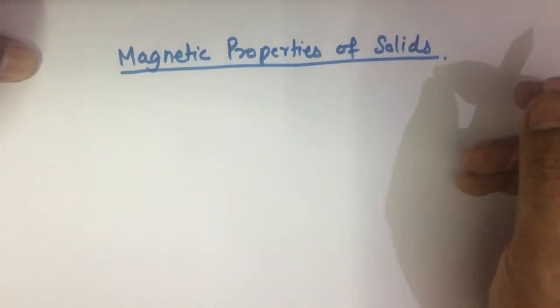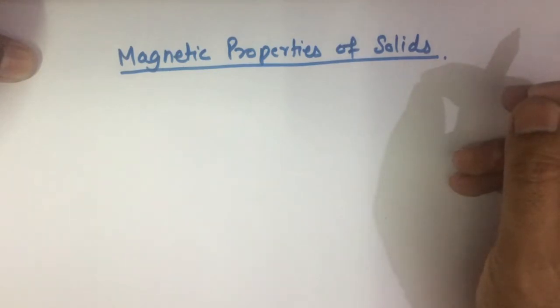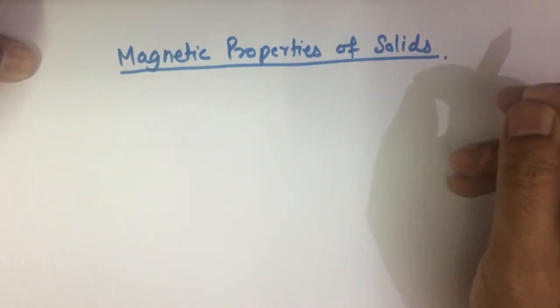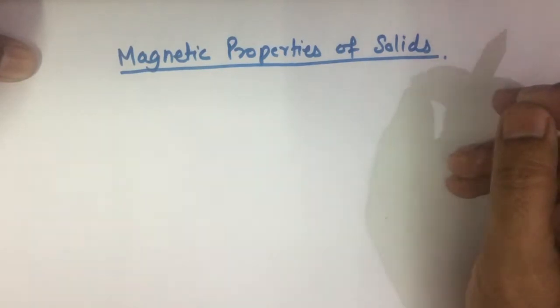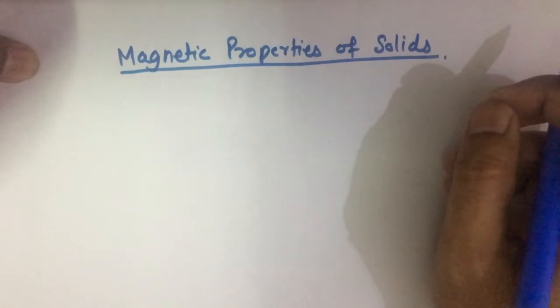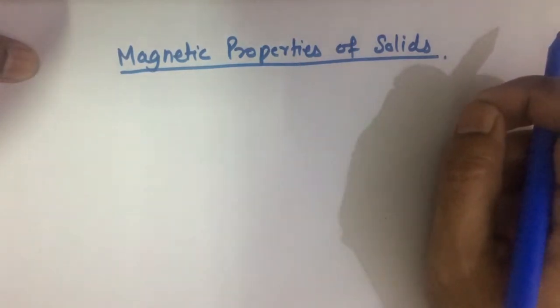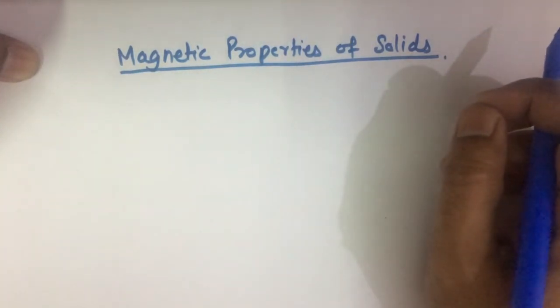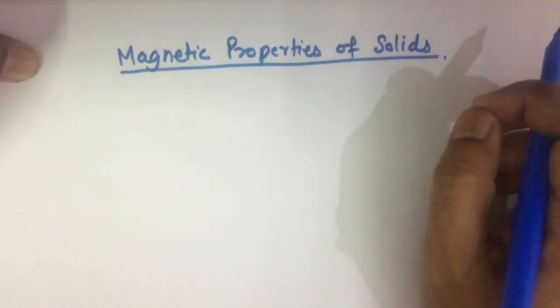Now if you look at the microscopic level, each atom causes a magnetic field because of each electron present in the atom. Electrons are charged particles. When a charged particle is moving, it is associated with an electric field as well as a magnetic field. So each electron has its own magnetic field and behaves as a magnet.